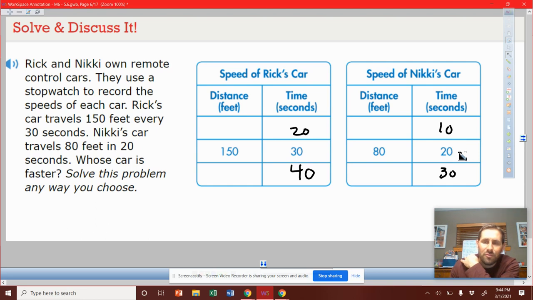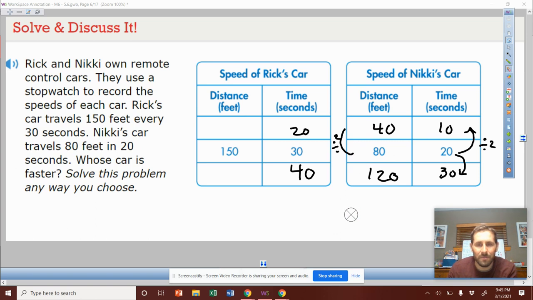So what have I done to 20 to get it to turn into 10 is I divided it by 2. 20 divided by 2 is 10. So what would I do over here to 80? 80 divided by 2 is going to be 40. So what I found out with this piece of information here is every 10 seconds, we're going to go 40 feet. So you see we added another 10 seconds, we went another 40 feet. So if I add another 10 seconds, I'm going to add another 40 feet and get 120. Okay, that's not enough information yet for me to compare these two, but at least I started to fill out some of the table. So now let's go to this other side.